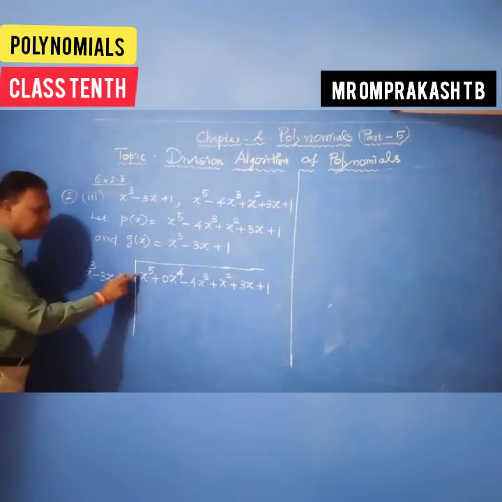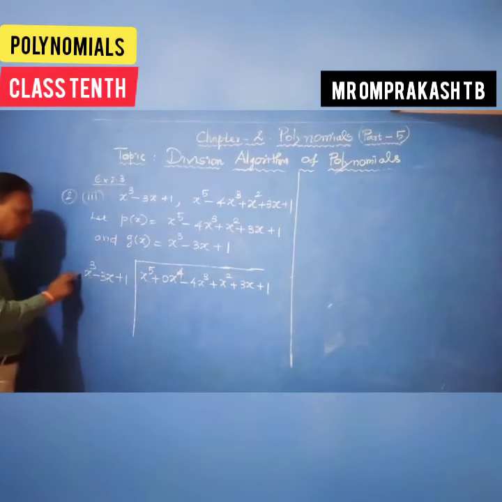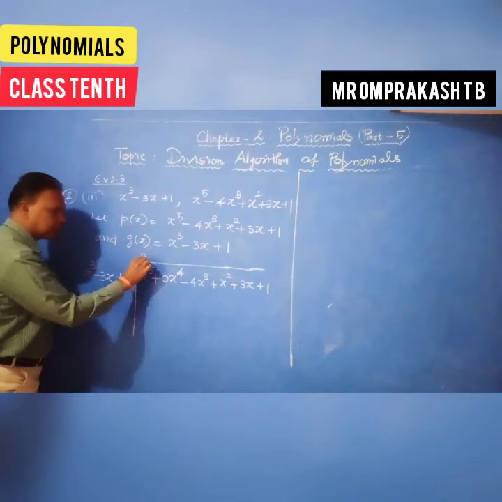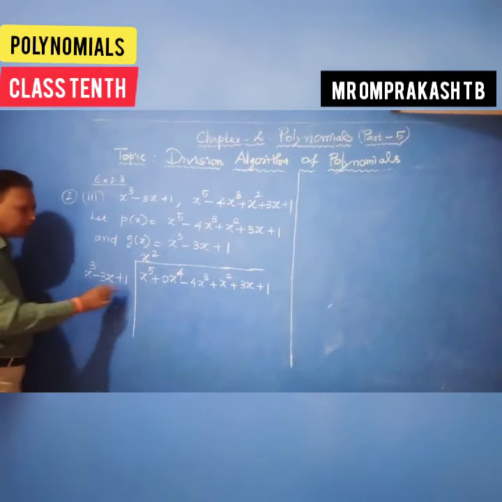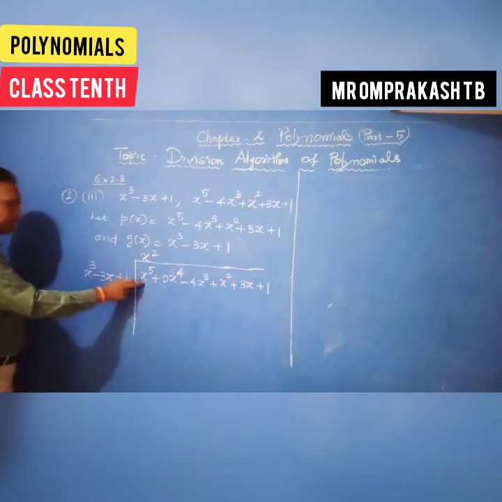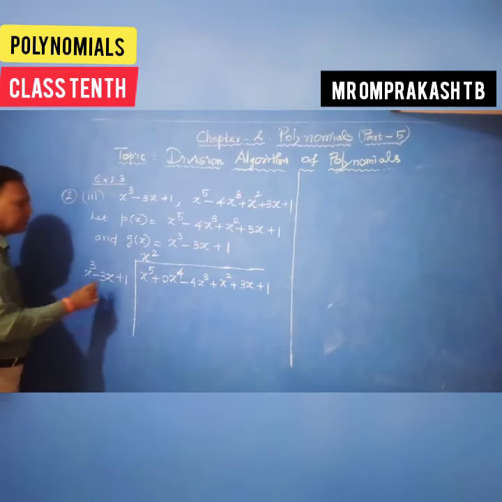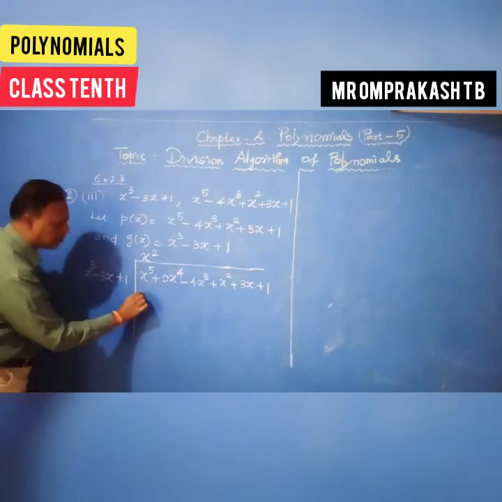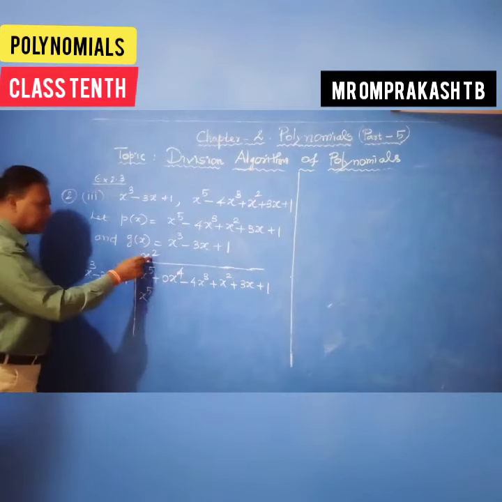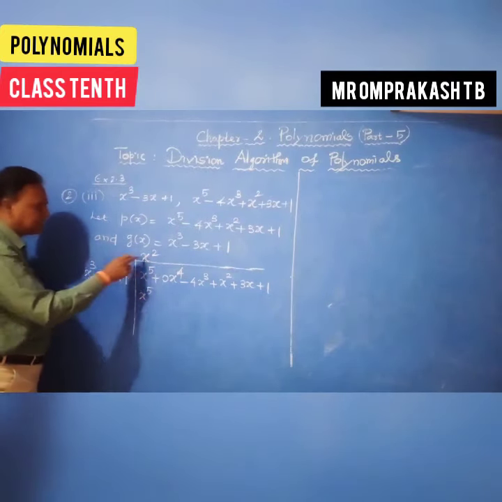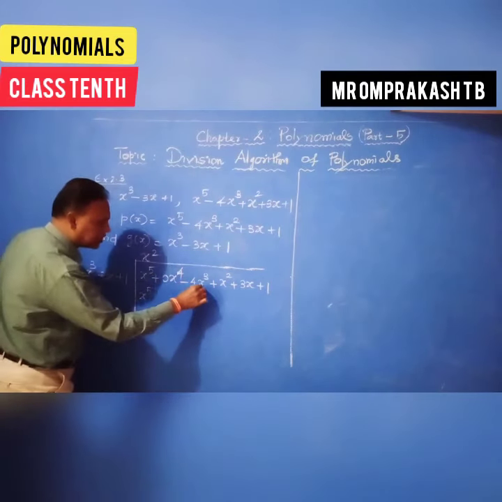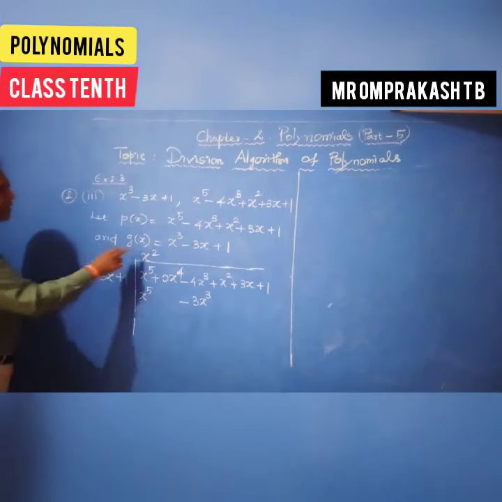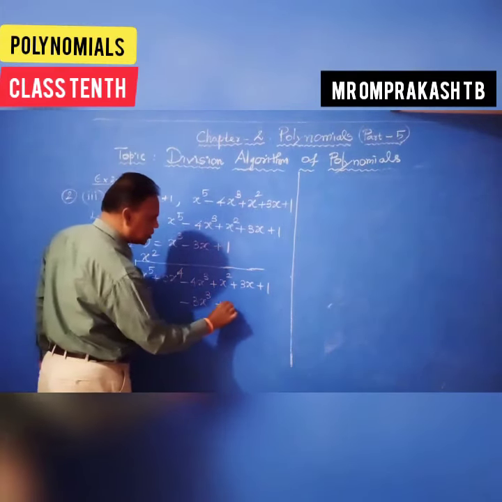Now how will you divide? This polynomial's first term by this polynomial's first term. Divide x^5 by x^3, how much will you get? x^2. If you don't know, do it in the rough column and see. x^5 by x^3 is x^2. Now you multiply with this polynomial: x^2 into x^3 is x^5. x^2 into minus 3x is minus 3x^3. So the x^3 term is here, right? Minus 3x^3. Then x^2 into plus 1 is plus x^2.